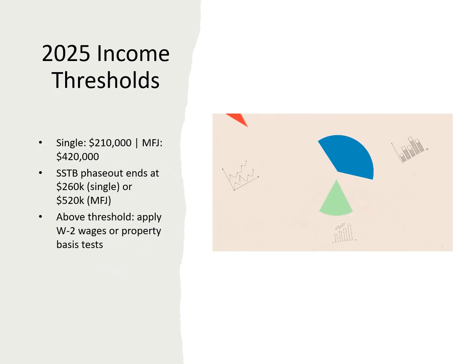Of course, there is a caveat. There are income limits and phase outs. If your taxable income before the QBI deduction exceeds certain thresholds, limitations apply. If you're below the threshold, you get the full 20% deduction regardless of the industry. If you're above the threshold, two potential limits apply.